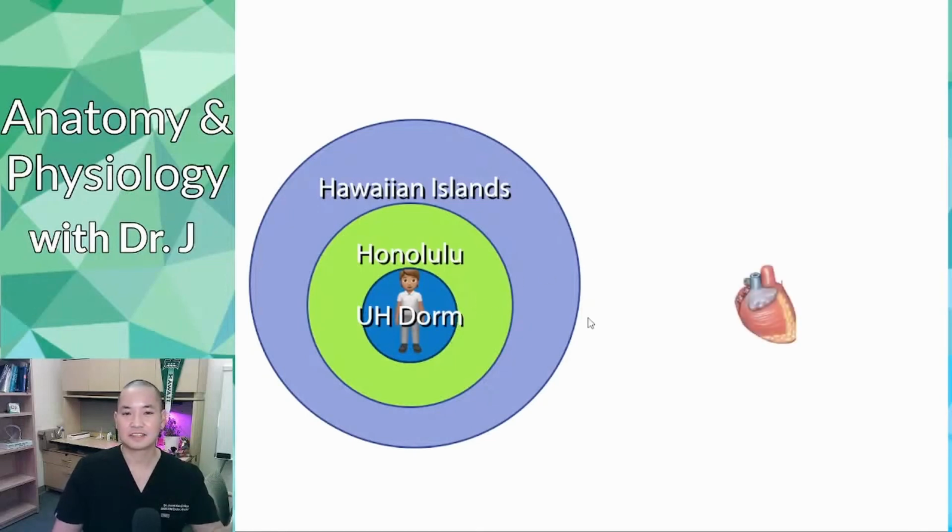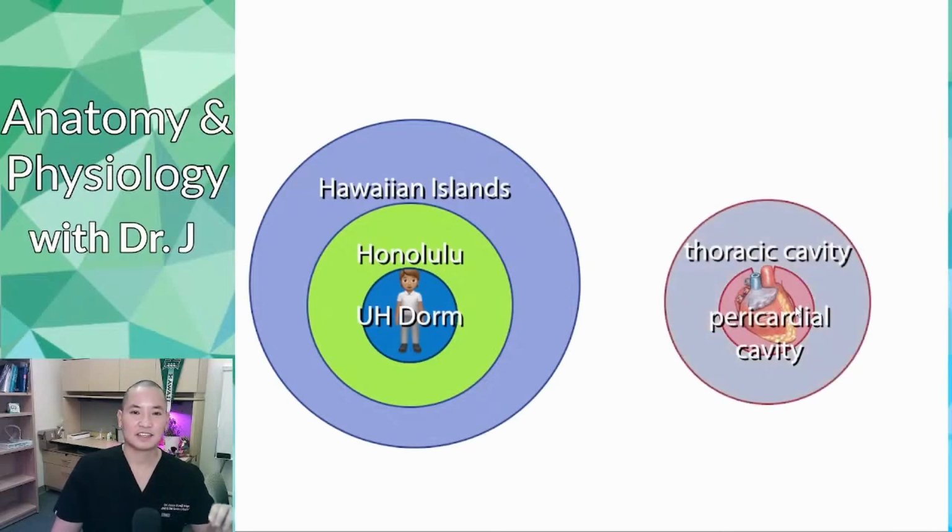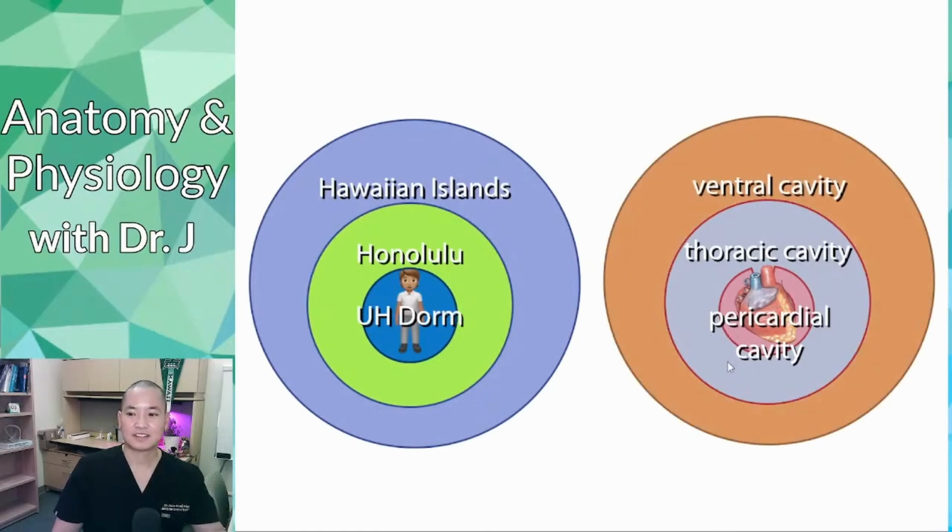Same with something like the heart. The heart is actually enclosed by, not within, the pericardial cavity, but it's surrounded by it. So it's surrounded by the pericardial cavity, and then the pericardial cavity is contained within the thoracic cavity, and the thoracic cavity and the pericardial cavity are also within the ventral cavity. So, is the heart within the thoracic cavity? Yes, it is. Is it within the ventral cavity? Yes, it is. So an organ or part can be contained within multiple cavities. Again, cavities aren't mutually exclusive. Sometimes one can contain the other.